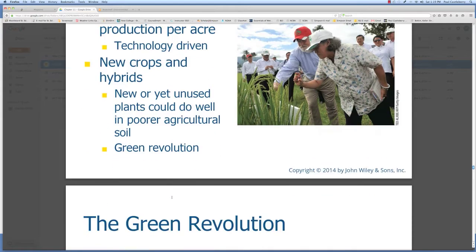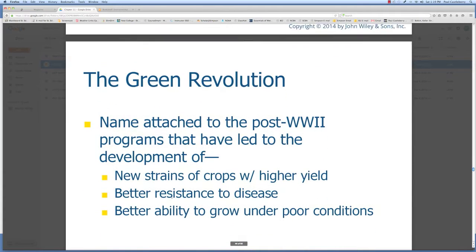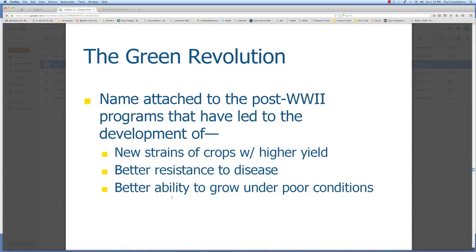And then something we call the Green Revolution. The Green Revolution itself is post-World War II programs that have led to the following areas: strains of crops with higher yield, better resistance to disease, and better ability to grow under poor conditions.